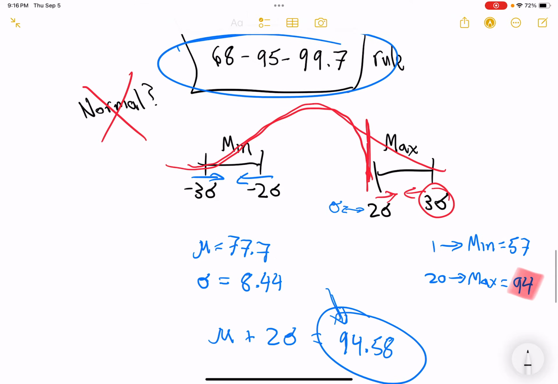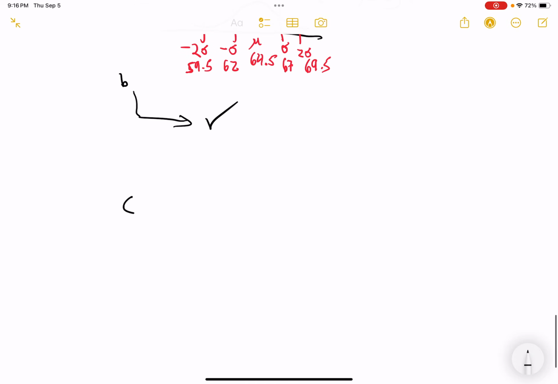What I am going to do is part C, we will call it. Part C is what percent of values are between 59.5 and 67 inches.